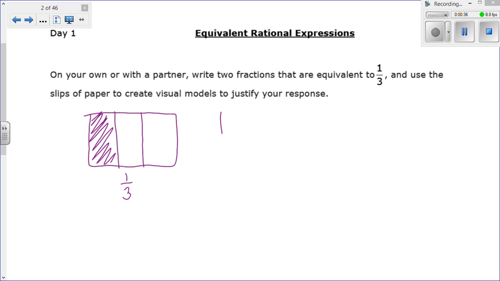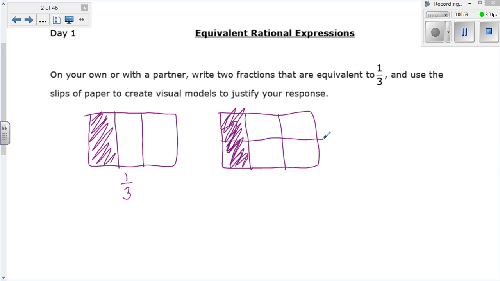If I take that same box and I split it into thirds again and I color in my 1/3, I can add a little bit more to this box and I can split it in half that way. So now this box really represents 2/6 because I have 2 out of 6 blocks colored in.